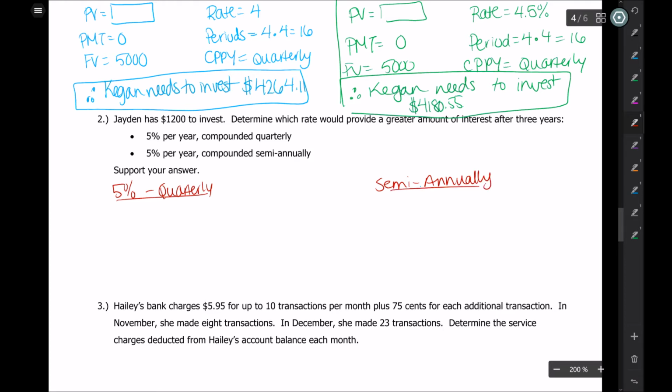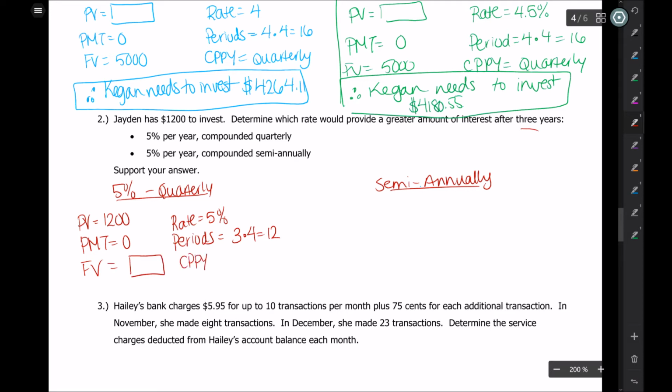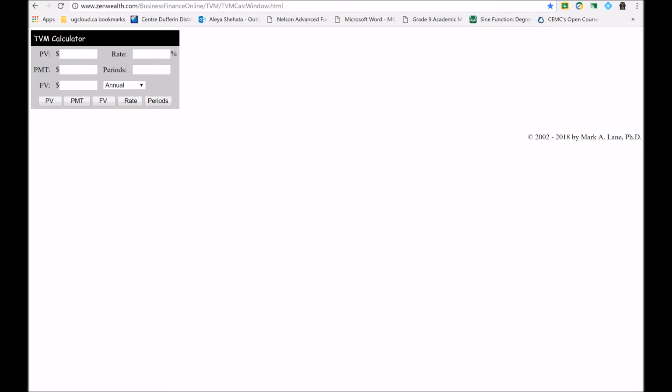Same thing, our PV, he has $1,200 to invest. We know that the rate is 5%. We know our PMT is 0. For the number of periods, it's 3 years, done 4 times a year, so it's 12 periods. Our future value is what we want to know. And our CPPY here is going to be quarterly. So let's fill in that information.